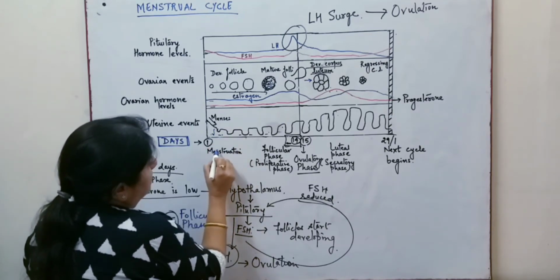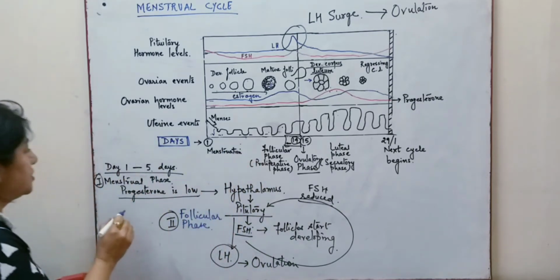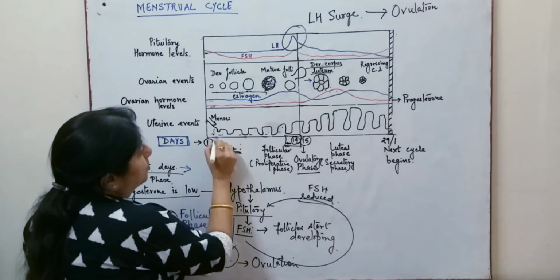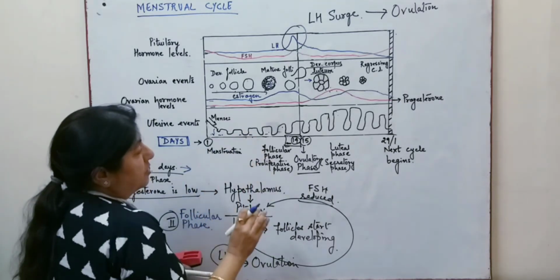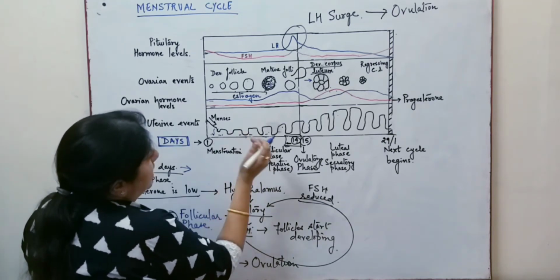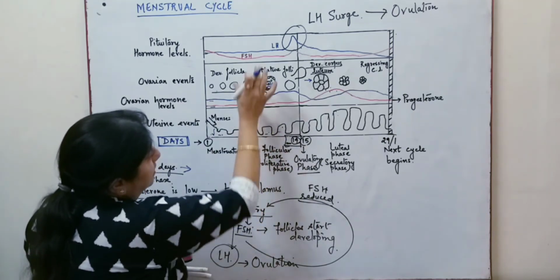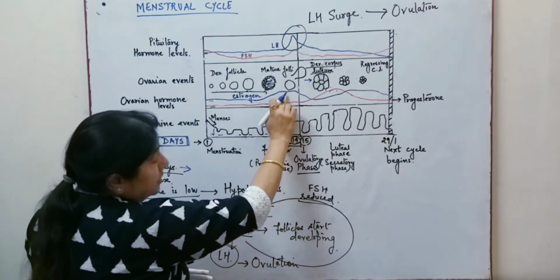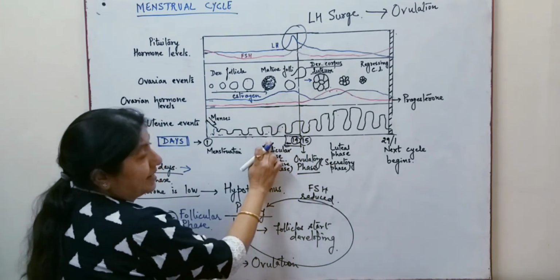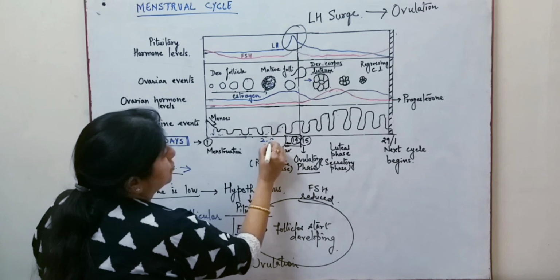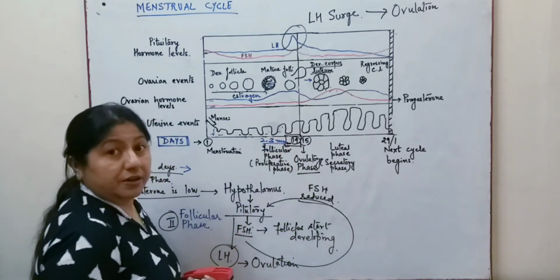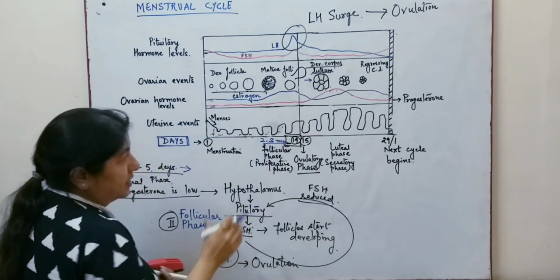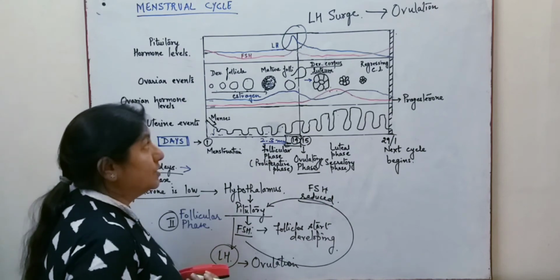Now over here, during day 1 to day 5, during which the menstrual phase lasts, the endometrial lining is very thin over here, but under the influence of the LH and a subsequent increase in the production of estrogen, the endometrial lining thickens. It is approximately 2 to 3 millimeters thick over here. So during the follicular phase, along with the development of the follicle, the endometrial lining also thickens.